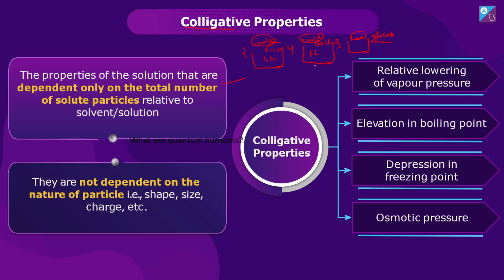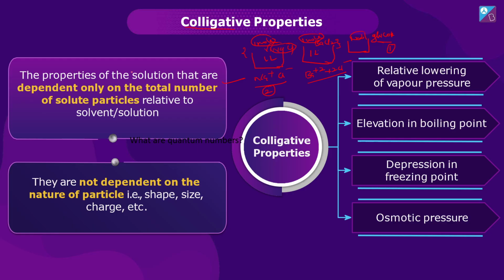But in reality, it will not happen like that, because this property depends on the number of solute particles. When you add 1 mole of NaCl, 1 mole of Na+ and 1 mole of Cl- come, so 2 moles of ions are generated. When you add BaCl2, it becomes Ba2+ and 2 Cl-, so 3 ions are produced. Glucose neither dissociates nor associates, so we consider only one molecule.